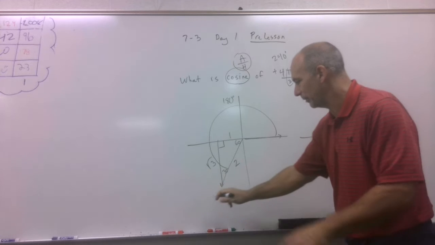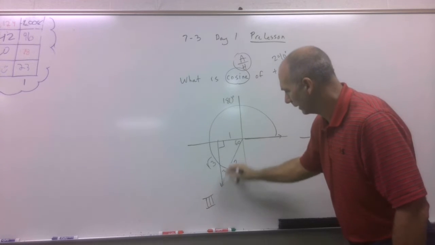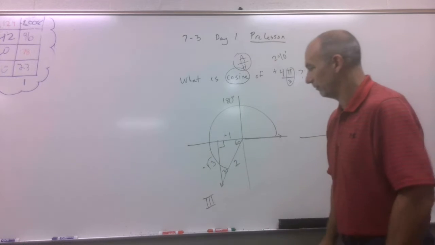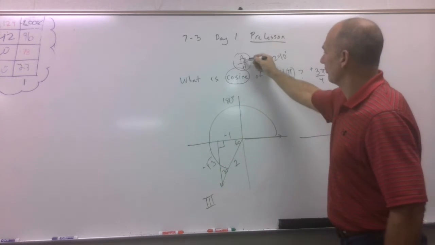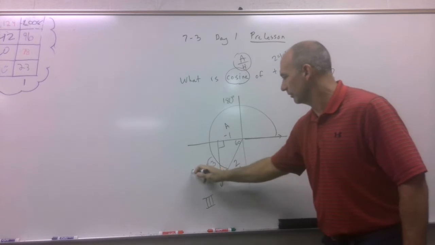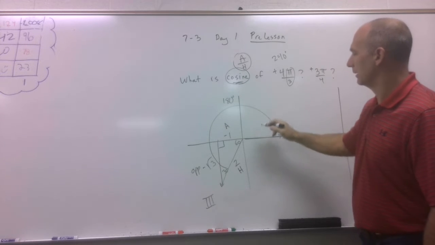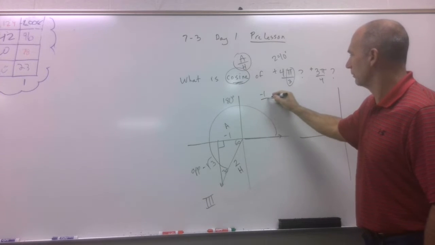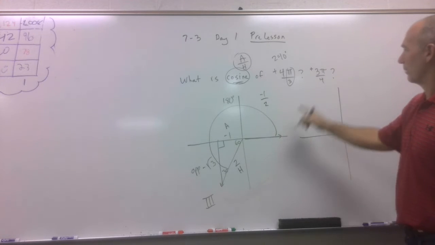Now I have to stop and pause. I'm in quadrant 3, which means negative, negative. So that's a negative, that's a negative. If you forget those, the problem is shot. Adjacent over hypotenuse: this is my adjacent, this is my hypotenuse, this is my opposite. They only want cosine, so that would be -1 over my hypotenuse. Done.